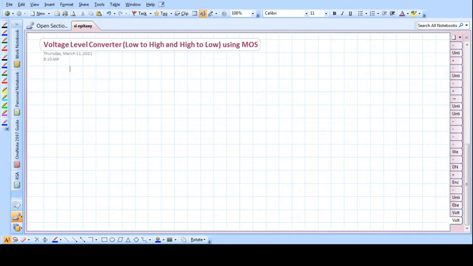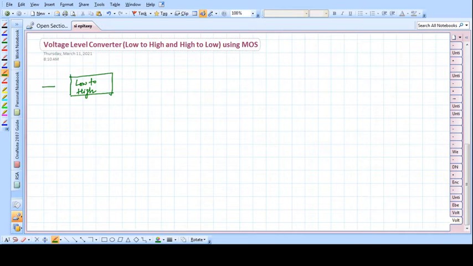Today we will cover voltage level converters, low to high and high to low, using some MOSFETs. Basically, a voltage level converter is a converter that will change a high value of voltage to low, or a low value of voltage to high. For example, I am giving you a low to high converter.